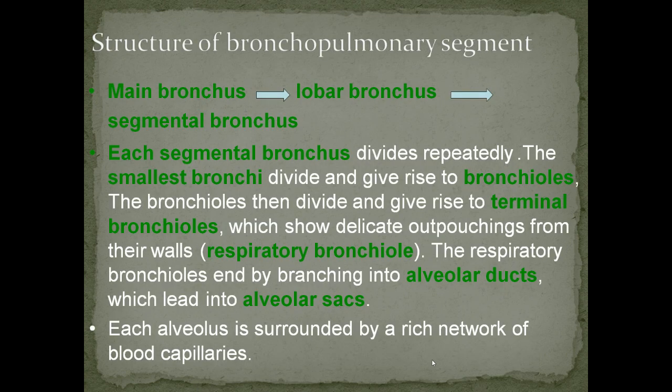So the main bronchus divides into the lobar bronchus, then the segmental bronchus, and the segmental bronchus divides repeatedly, and the smallest bronchus divides and gives bronchioles. Then it will give the terminal bronchiole, and there will be the alveolar duct, and there will be alveolar sacs, and these sacs are surrounded by a rich network of blood capillaries where the oxygen and gaseous exchange takes place.